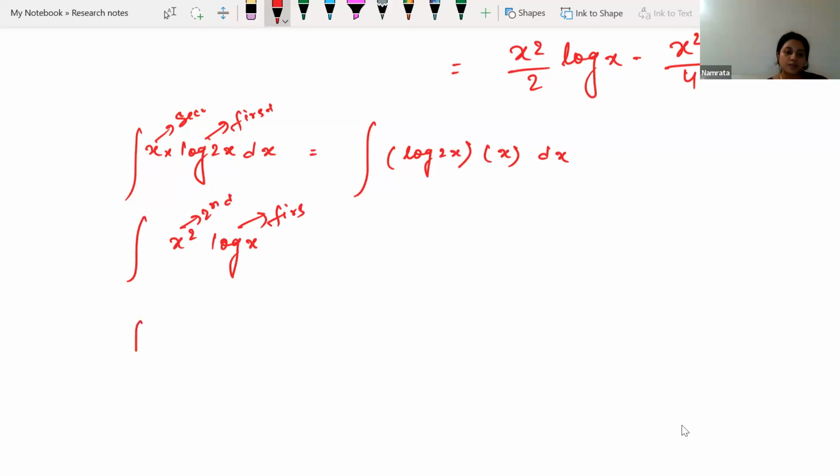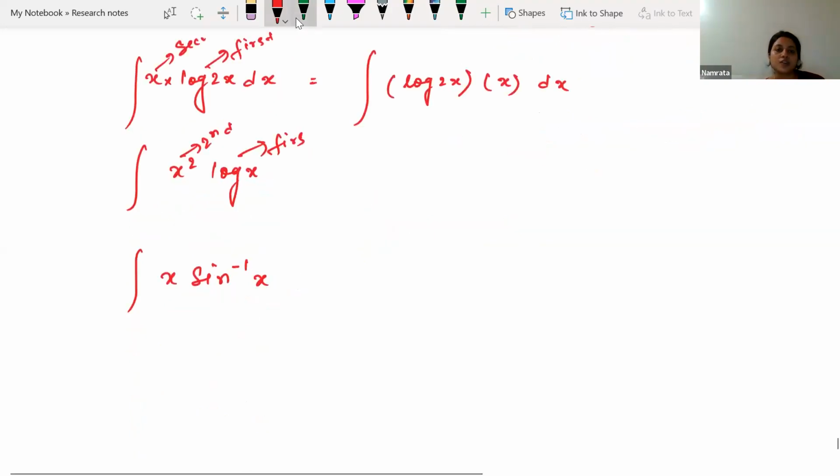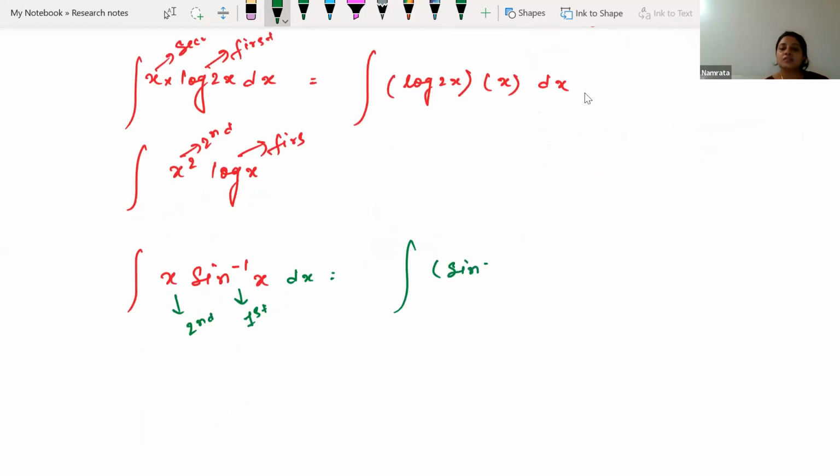What about this one, if we are having x sine inverse x? With a normal trigonometric function, I told you when x is there, take that as the first function. But with an inverse function, what to do? So let's do it first. Then I'll be showing you why we are going to take sine inverse x as the first function. I'm going to take this one as first and this one as second. So let me write it that way only, so that you will not get confused.